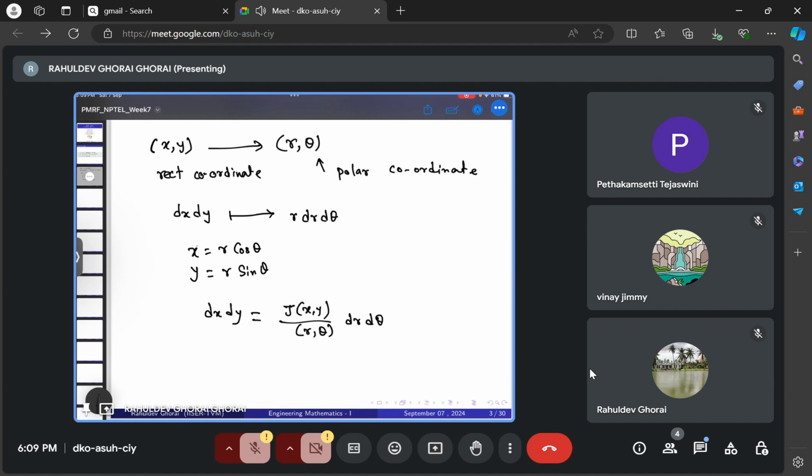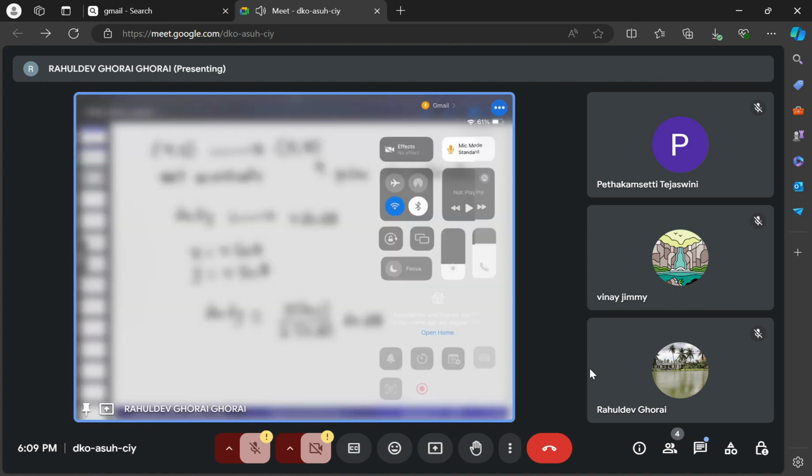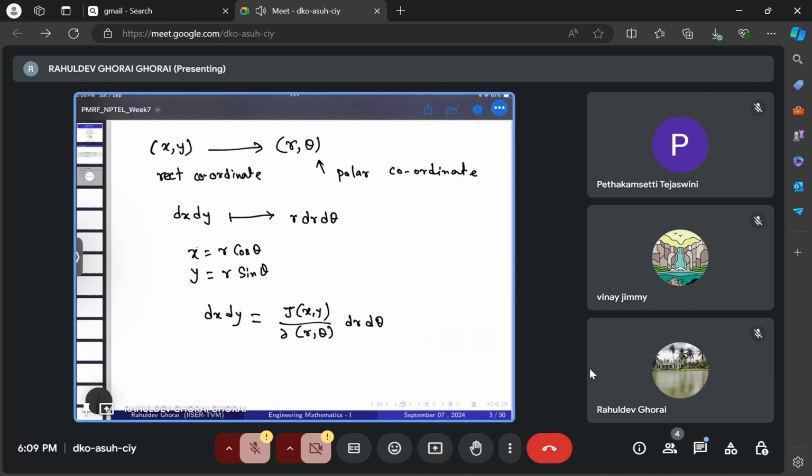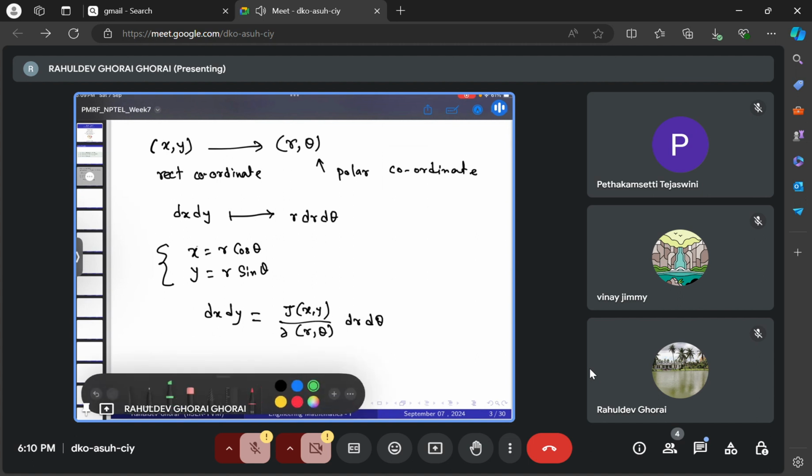This is how we change xy to some other variable. Here it is r theta, but it can be something else also, like uv. Under this transformation we are changing dx dy to dr d theta. I am now justifying how I have written this one. It comes because of this transformation under the Jacobian.